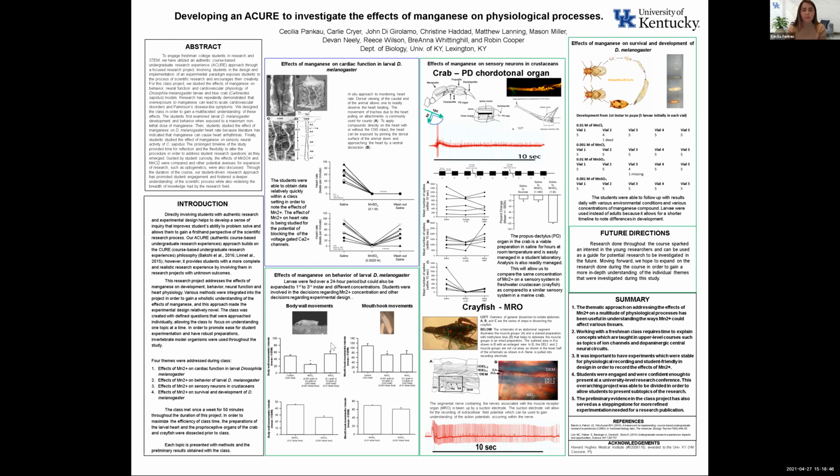So the graphs shown on the left are the body wall movements. The top left graph shows the body wall movements when exposed to manganese chloride. The bottom left graph shows the body wall movements when exposed to manganese sulfate. And on the right, we are showing the mouthhook movements. The same applies, with manganese chloride on the top and manganese sulfate on the bottom. I apologize for how difficult it is to read, but the left column is body wall movements and the right column is mouthhook movements. I think that's good. Thank you.